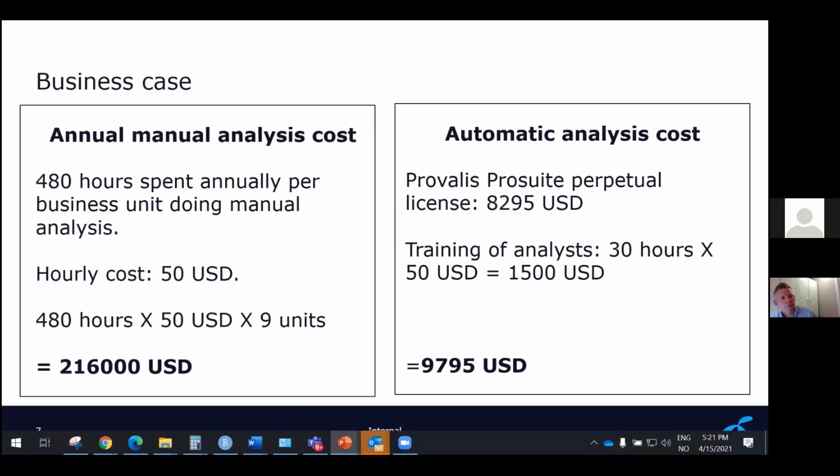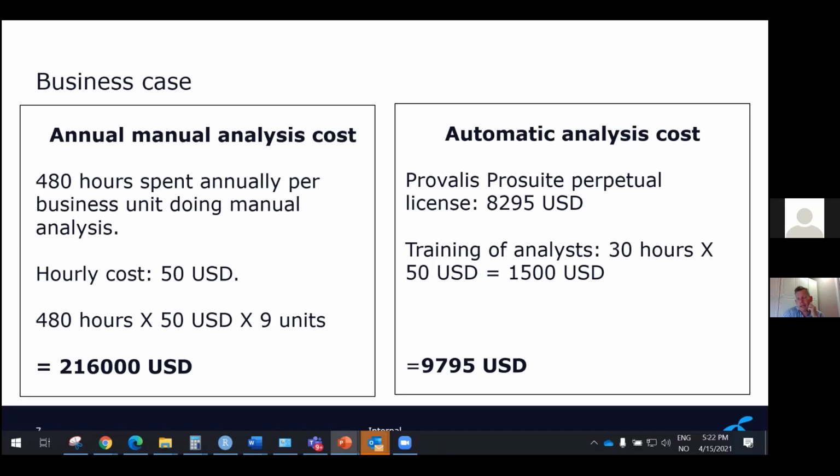So there always has to be a business case for me to do anything, almost. So here's the business case. In Telenor Norway, the Norwegian unit, we have 2 people who do this manual analysis, and they spend about 480 hours a year doing this manual work. They're paid about $50 per hour. If you multiply 480 by 50, and then we have 9 units, probably with about the same effort, then we're at $216,000.